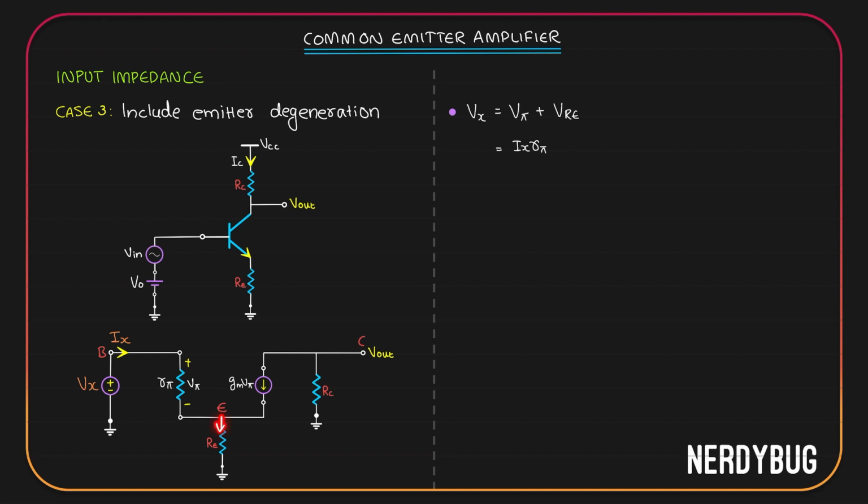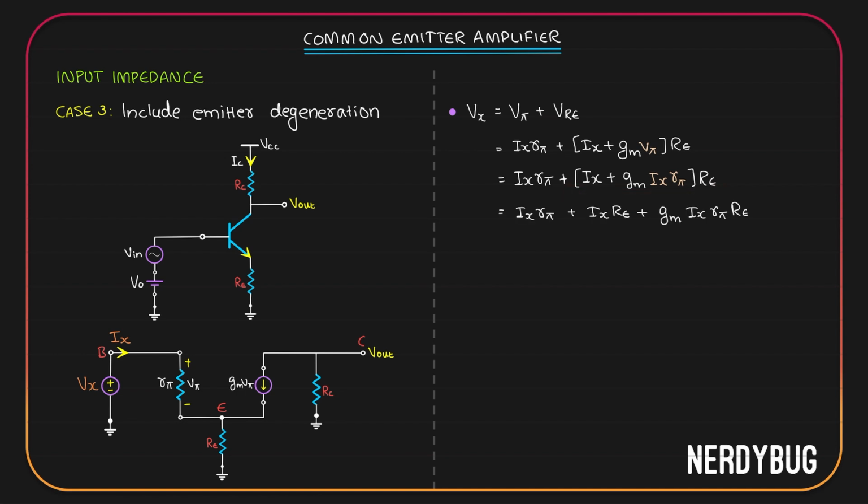Current flowing through Re will be a sum of Ix and gm V pi. So Vre will be (Ix plus gm V pi) multiplied by Re. Here again we have V pi and we found V pi is Ix R pi. So let us replace it with Ix R pi. That gives us Ix R pi plus (Ix plus gm Ix R pi) multiplied by Re. Let's open the bracket here. So we get this. Over here we have gm Ix R pi Re.